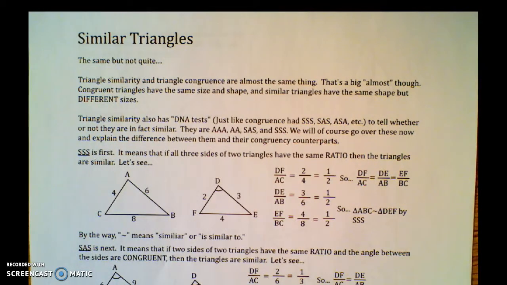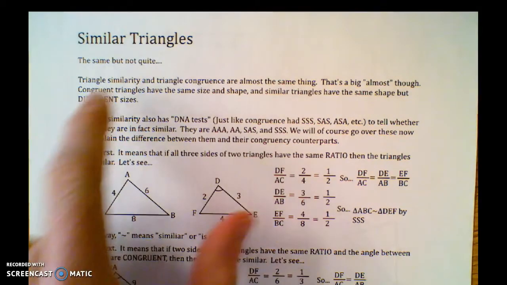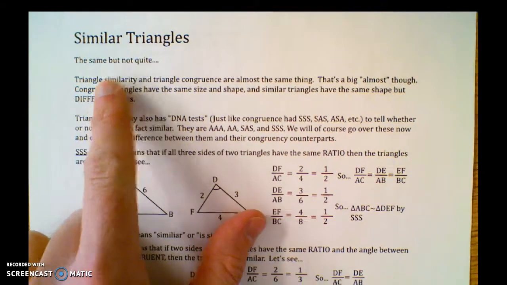Alright, so now that we know about scale factors and ratios and proportions, we can apply that knowledge to triangles. And we can prove that triangles are similar in similar ways that we did last semester when we did congruent triangles. So let's take a look. So similar triangles. The same, but not quite.